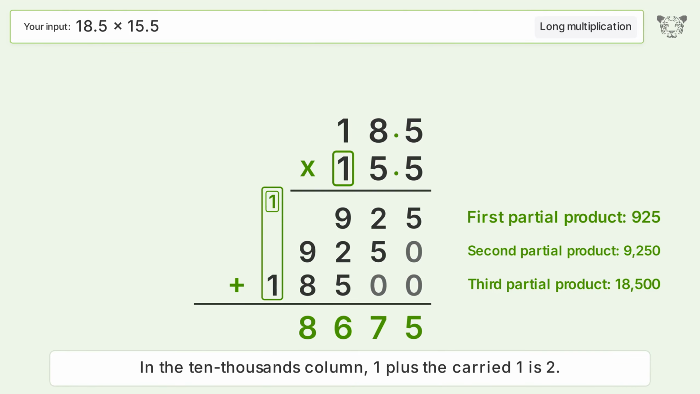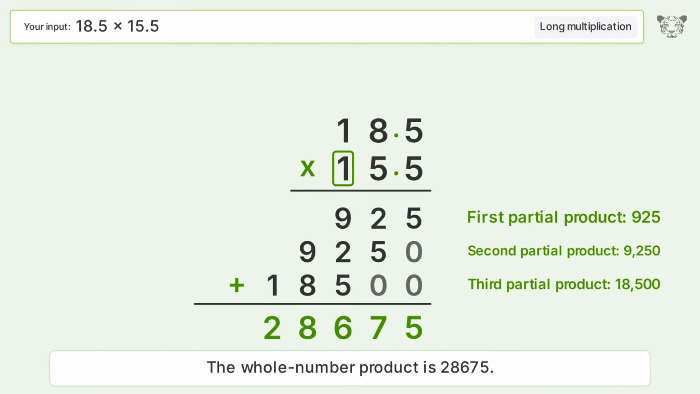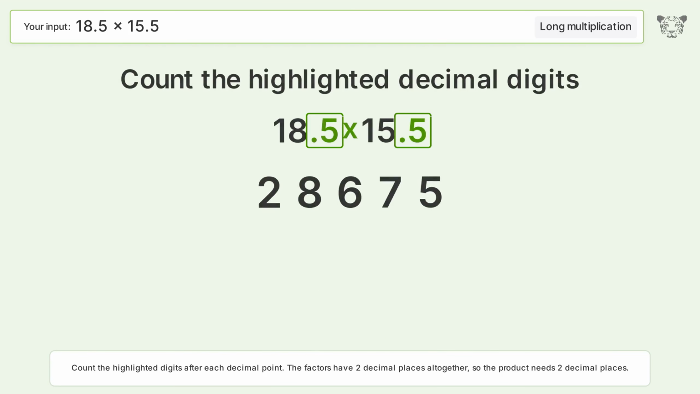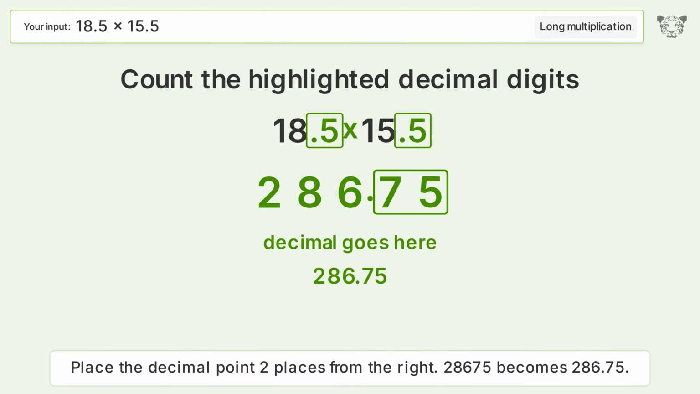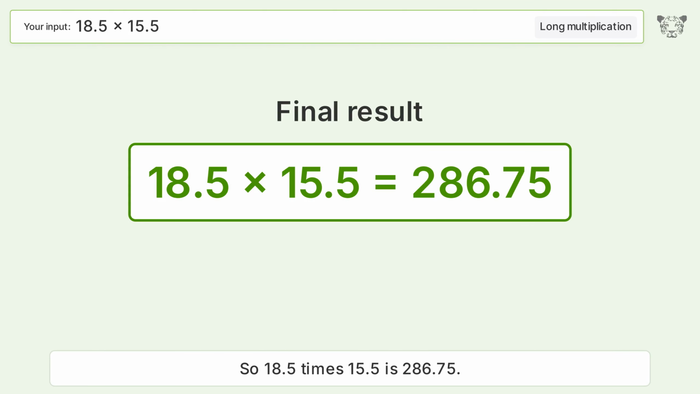In the ten thousands column, 1 plus the carried 1 is 2. The whole number product is 28,675. Count the highlighted digits after each decimal point. The factors have 2 decimal places altogether, so the product needs 2 decimal places. Place the decimal point 2 places from the right. 28,675 becomes 286.75. So 18.5 times 15.5 is 286.75.